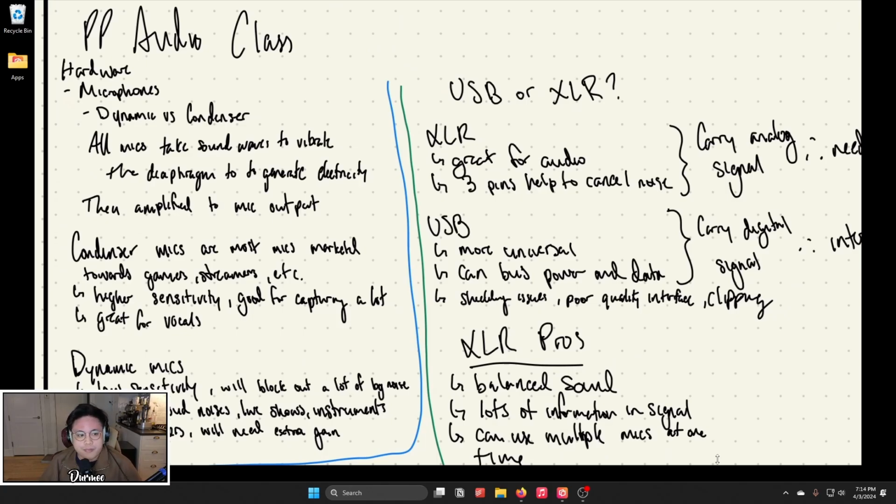For example, there are two different types of mics. There's a dynamic microphone, and then there's a condenser microphone. Those terms get tossed around a lot, and for those who are not particularly into looking up really detailed audio stuff, those terms don't really show up a lot.